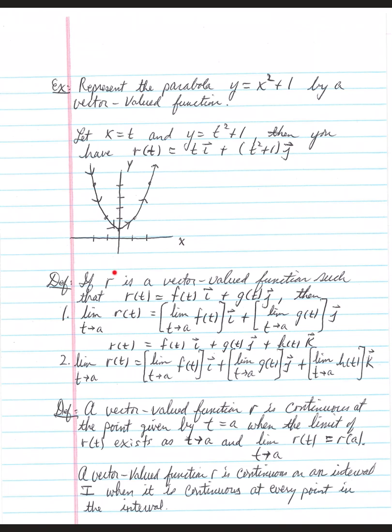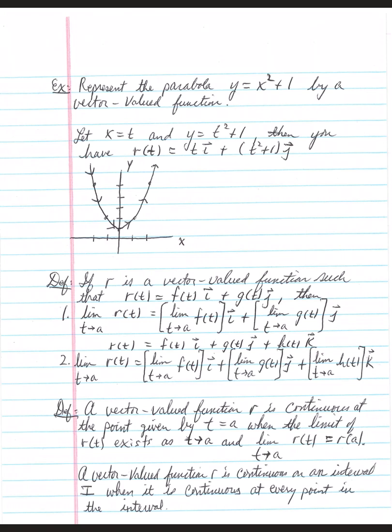If r is a vector-valued function such that r of t equals f of t i plus g of t j, that's for a plane. If you're in space, then it's f, g, and also h. When you need to take the limit of a vector-valued function, it's totally appropriate to assess the limit of each component separately. You'll let t approach the same numerical value, but you can isolate the f, the g, and if you have a third component, the h.